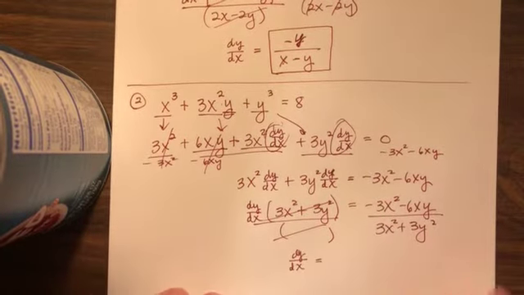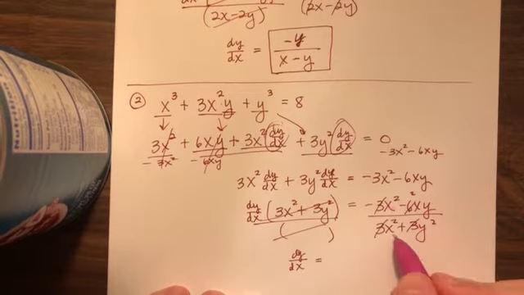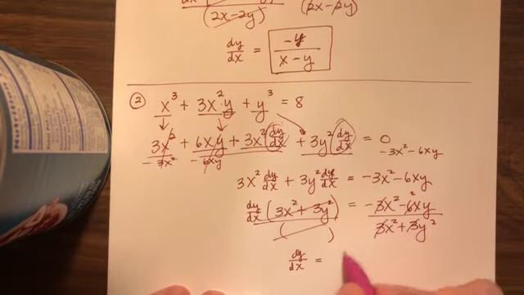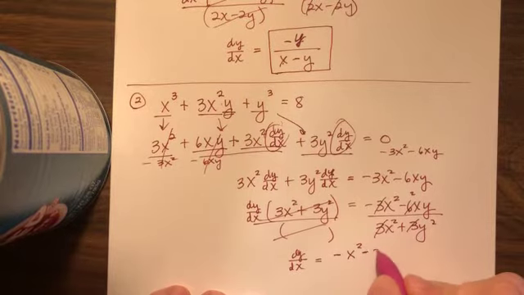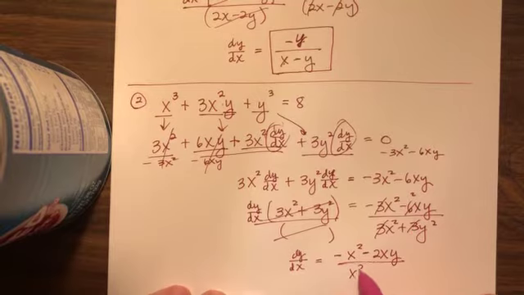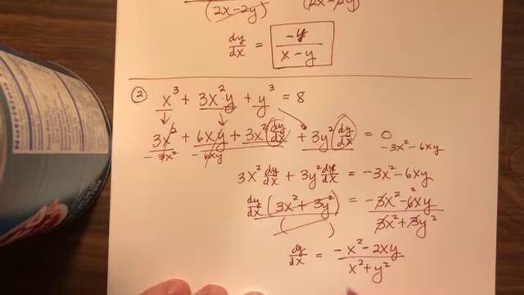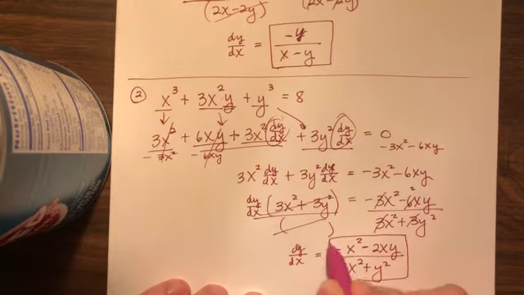is equal to... Now, all of them have a 3 in common, so I'm going to go ahead and divide a 3 out of all of them. They don't all have an x in common. They don't all have a y in common. So this ends up being negative x squared minus 2xy, 6 divided by 3, and then x squared plus y squared. No, you can't cancel those x squareds. Don't even think about it. No, no, no.